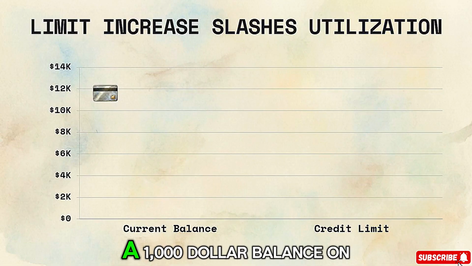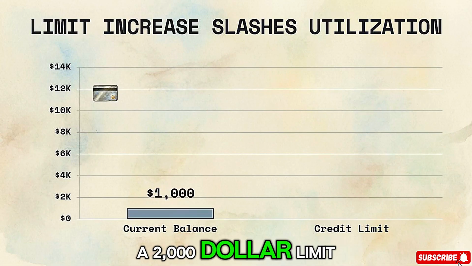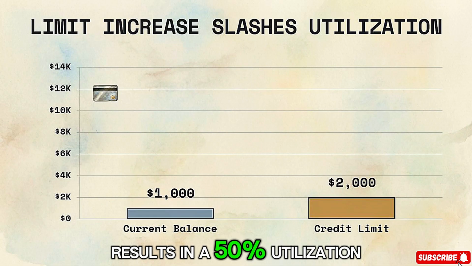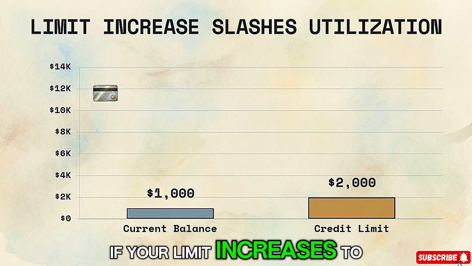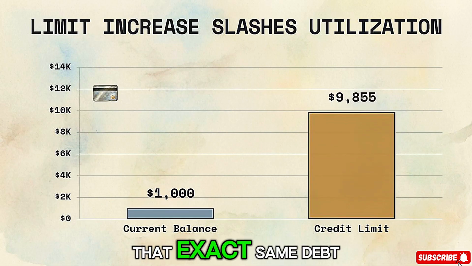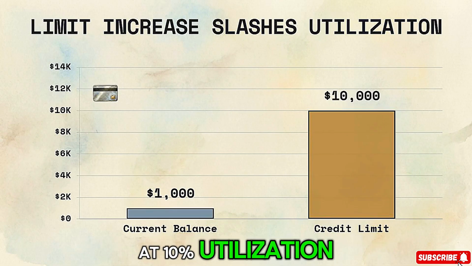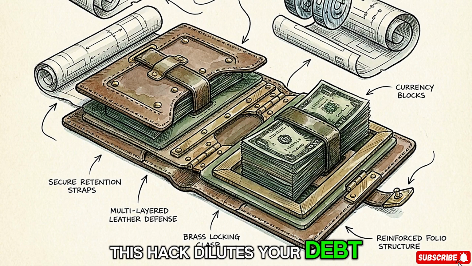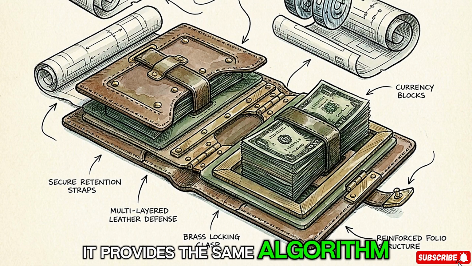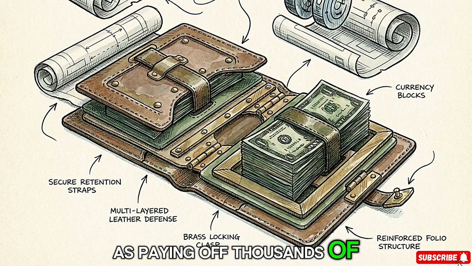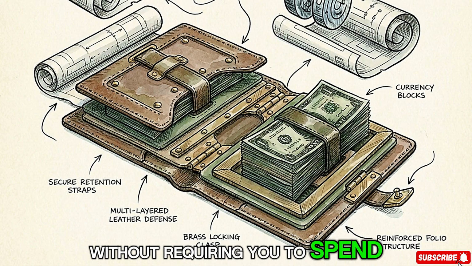Consider the math. A $1,000 balance on a $2,000 limit results in a 50% utilization rate. If your limit increases to $10,000, that exact same debt instantly drops into the green scoring range at 10% utilization. This hack dilutes your debt footprint. It provides the same algorithm boost as paying off thousands of dollars without requiring you to spend any cash.